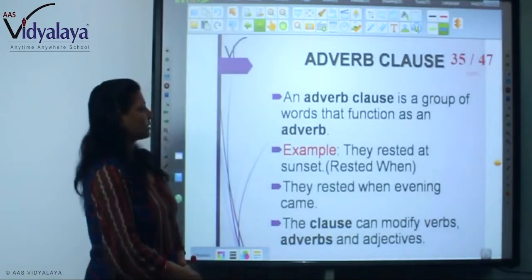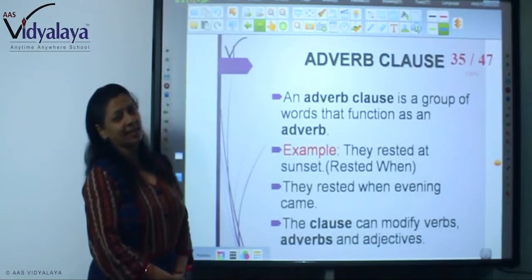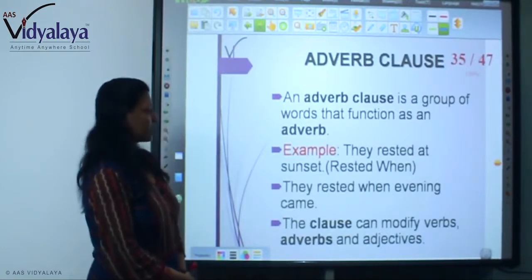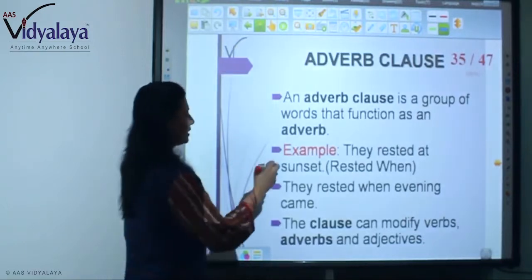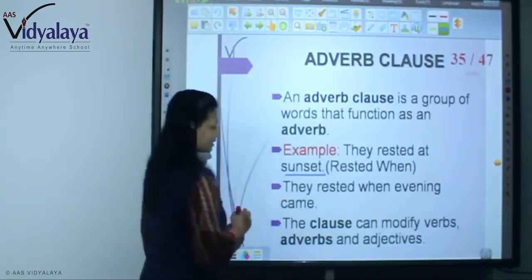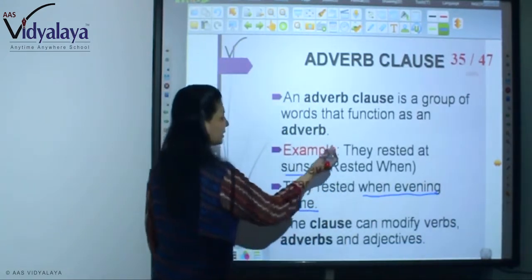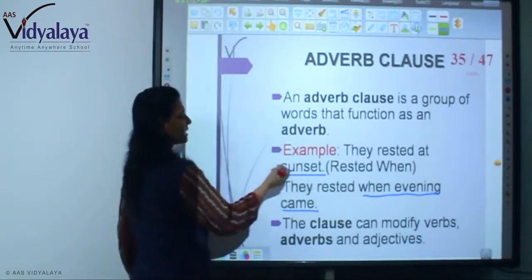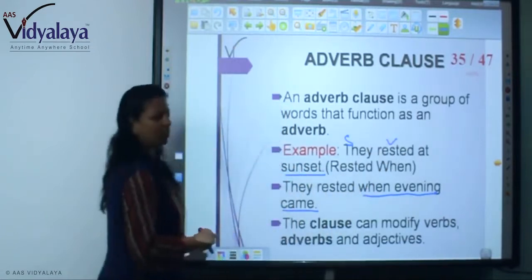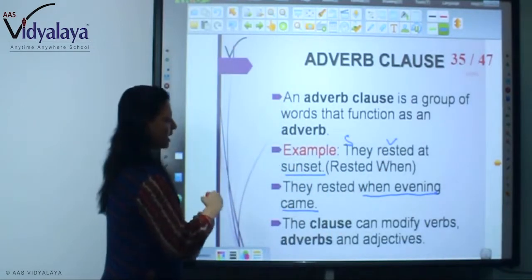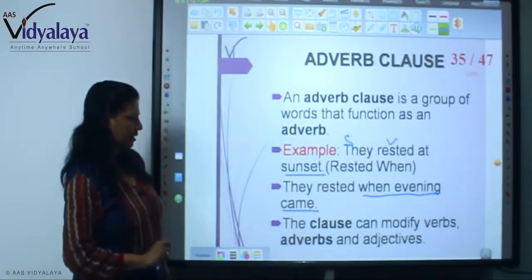What are the adverb clauses? An adverb clause is a group of words that function as an adverb. For example, they rested at sunset. Here you are seeing they rested when evening came. So they rested at sunset is a complete sentence. They is a subject, rested is a verb. And now here you are seeing when evening came. So this is an adverb clause.